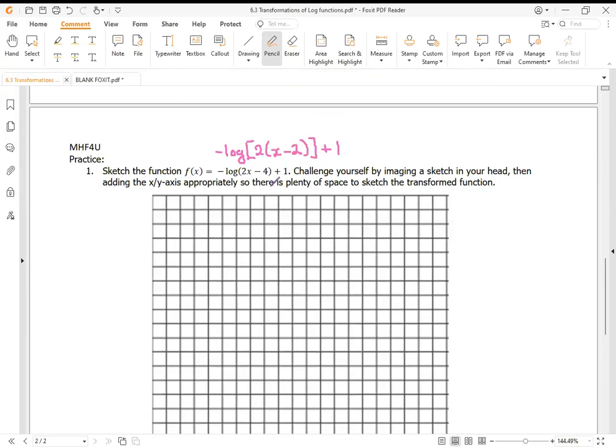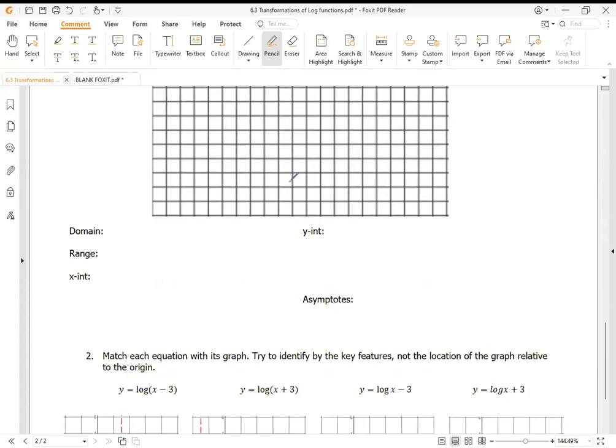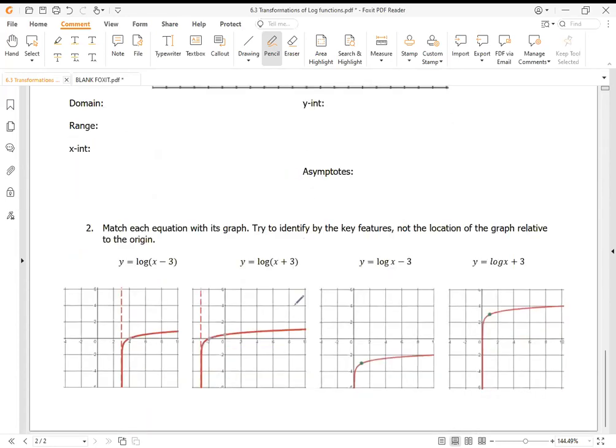Okay? Please look at question 2 for your practice. Which graph is which? Just from looking at where the asymptote is and where the key points might be, you should be able to match the equation. I'm going to give you a minute. Just give this a shot. Which one of these 4 matches these graphs?